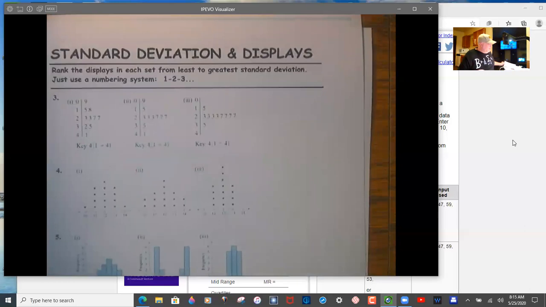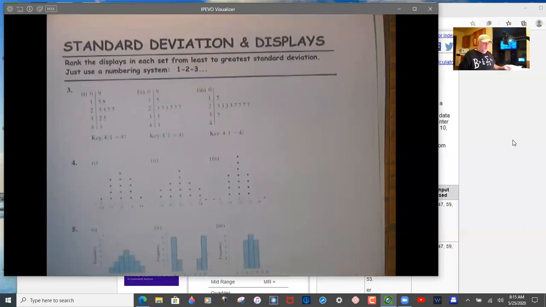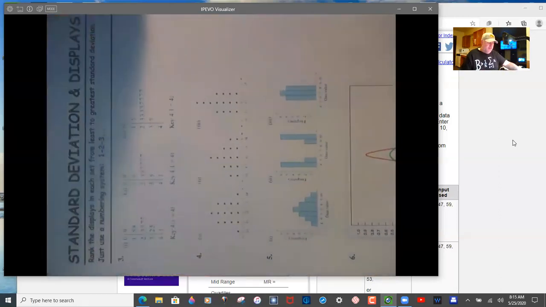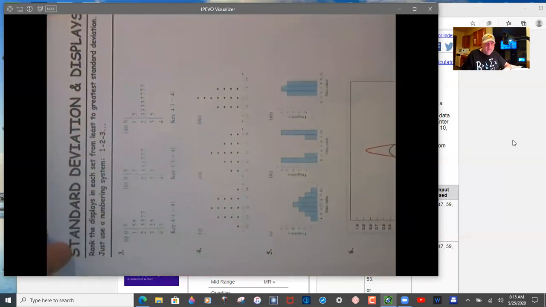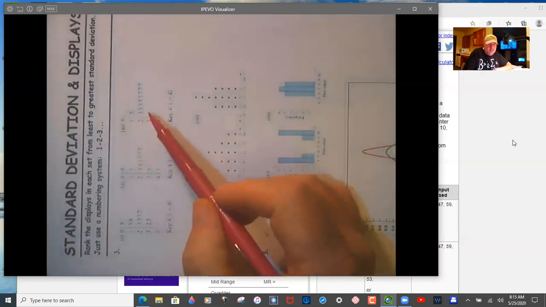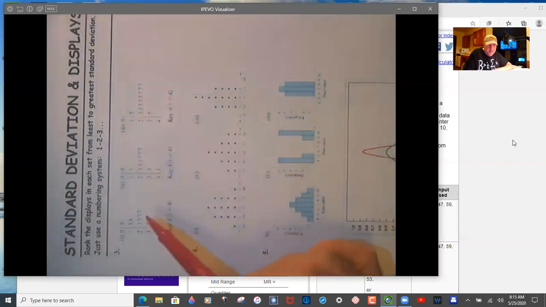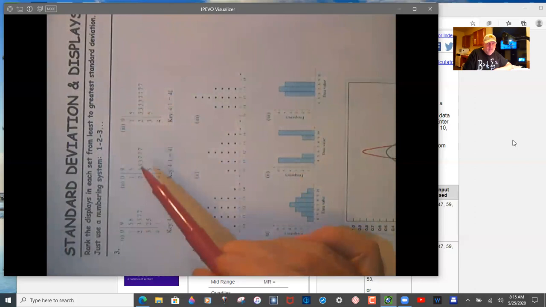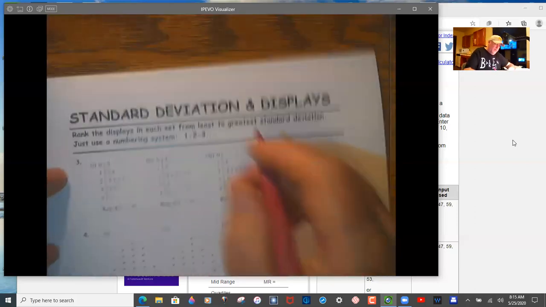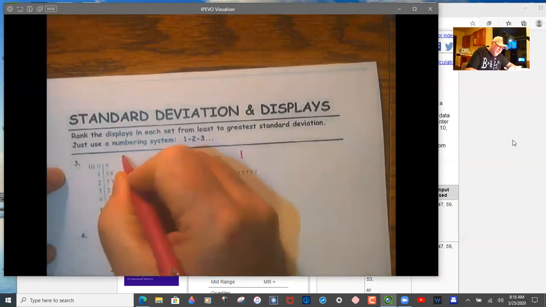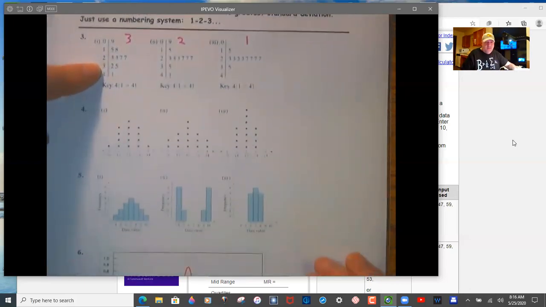Okay, and then this last page in this packet. So when you have these, I guess these stem and leaf, you want to look at, so this is the least spread out here because all the data is really close to the middle stem. And then I'm going to say this first one is the most spread out because the data is the most removed from that middle stem. And then here that's number 2, so it kind of goes backwards. So this is the least spread out, and then that first one is the most.